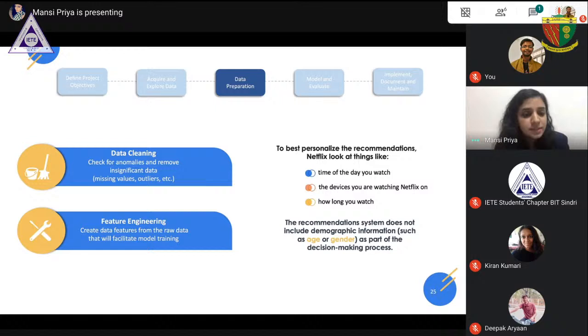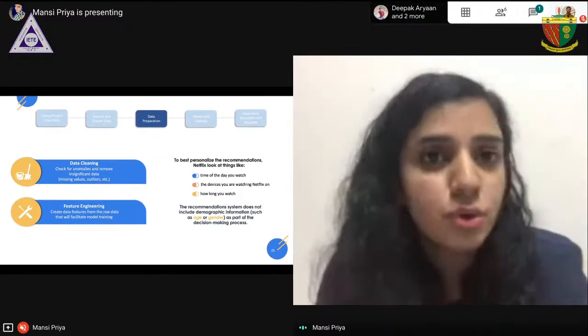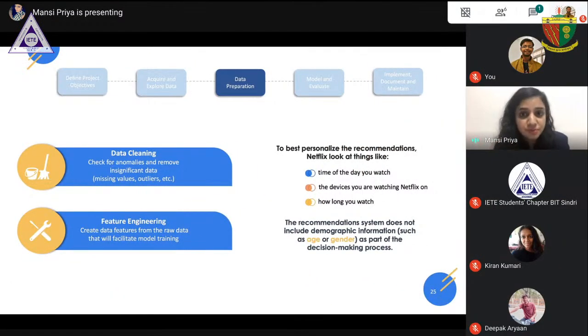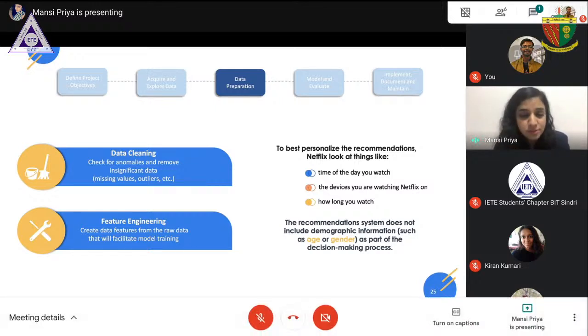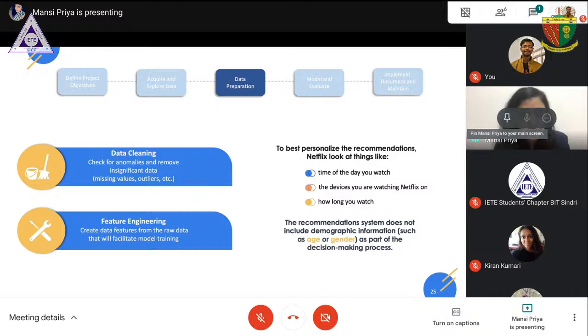So in Netflix, to personalize the recommendation, Netflix looks at some features like the time of the day that you watch, whether you watch it in the night, whether you watch it in the evening, what is the time that you prefer to watch. Then the devices you are watching on, that is your laptop, your phone, what devices do you use. Other than that, it also uses things like how long you watch at one time. If you sit, do you binge watch, or do you just watch one episode at a time, or one movie at a time? How do you watch and how long do you watch?